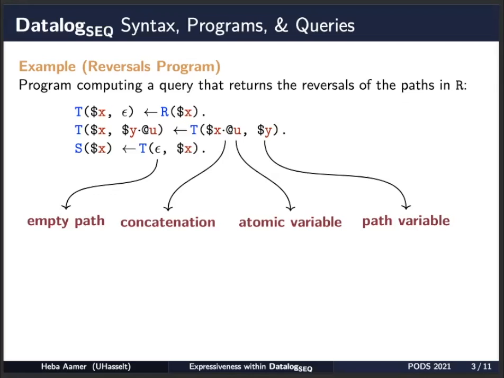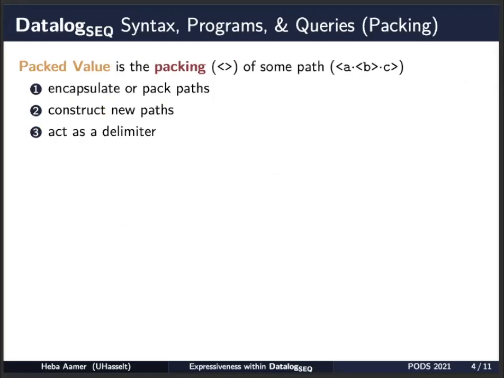In addition to this setup, we have a very special operator which we call packing. So packing is denoted by these angular brackets. You can think of packing as an operation that encapsulates or packs a path. It's also a way of constructing new paths, and it can be used as a delimiter for parts of a path.